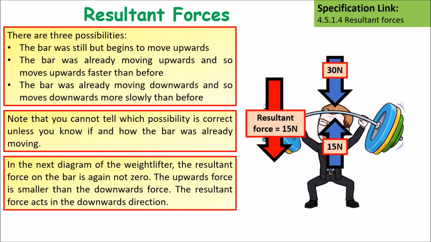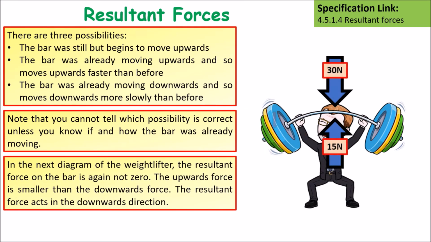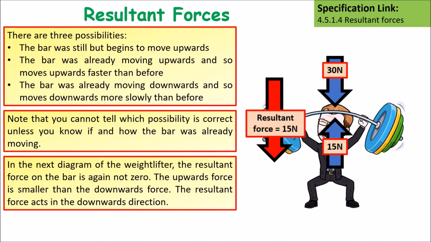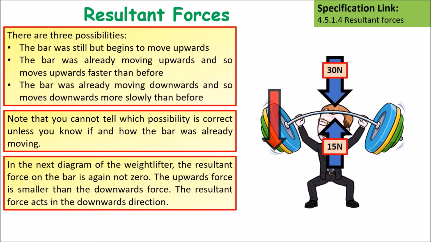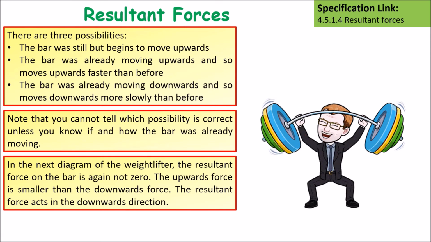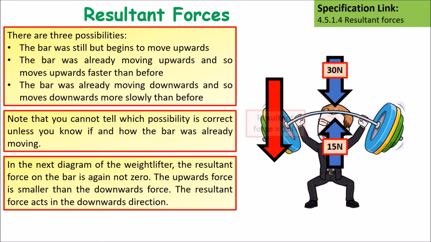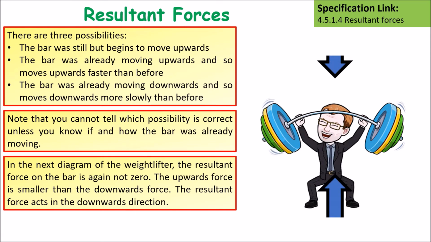So in this next diagram of the weightlifter, the resultant force on the bar again is not zero. The upwards force is smaller than the downwards force, so the resultant force acts in a downwards direction.